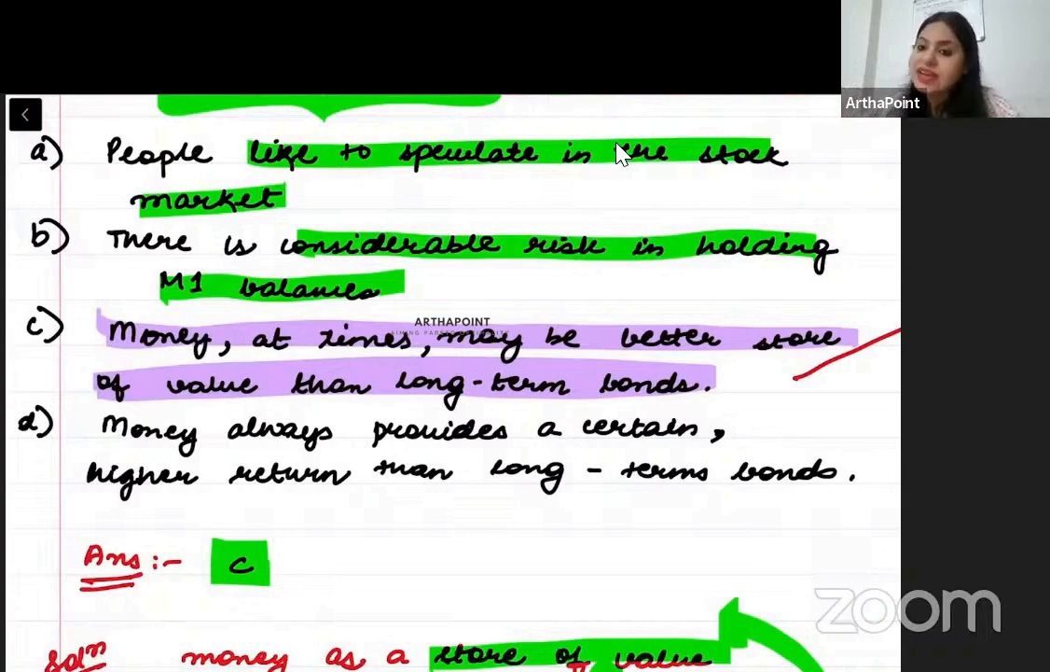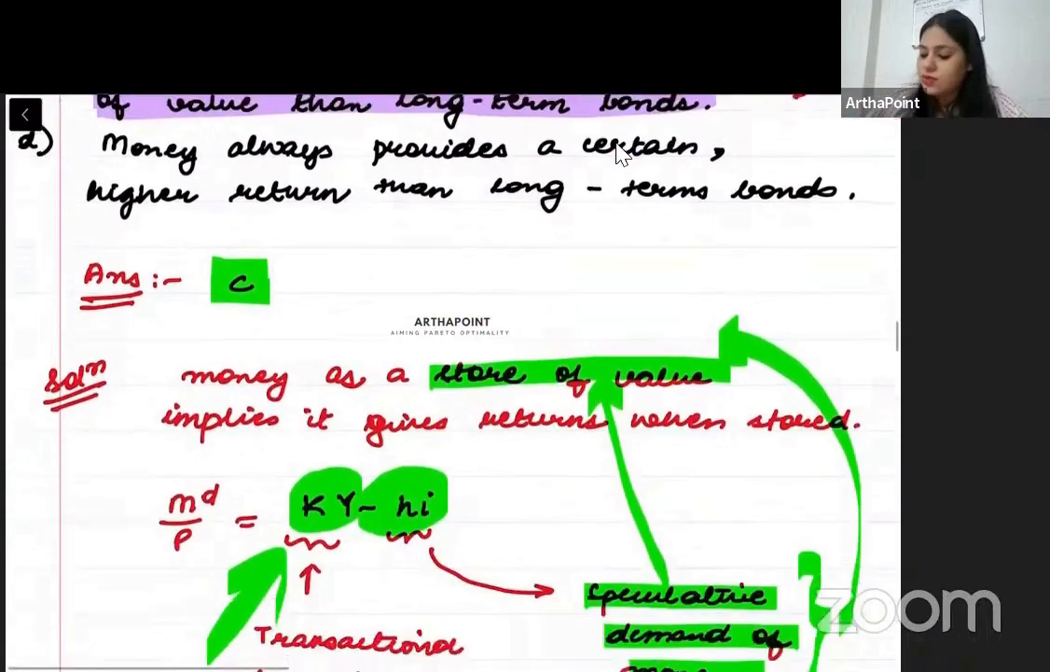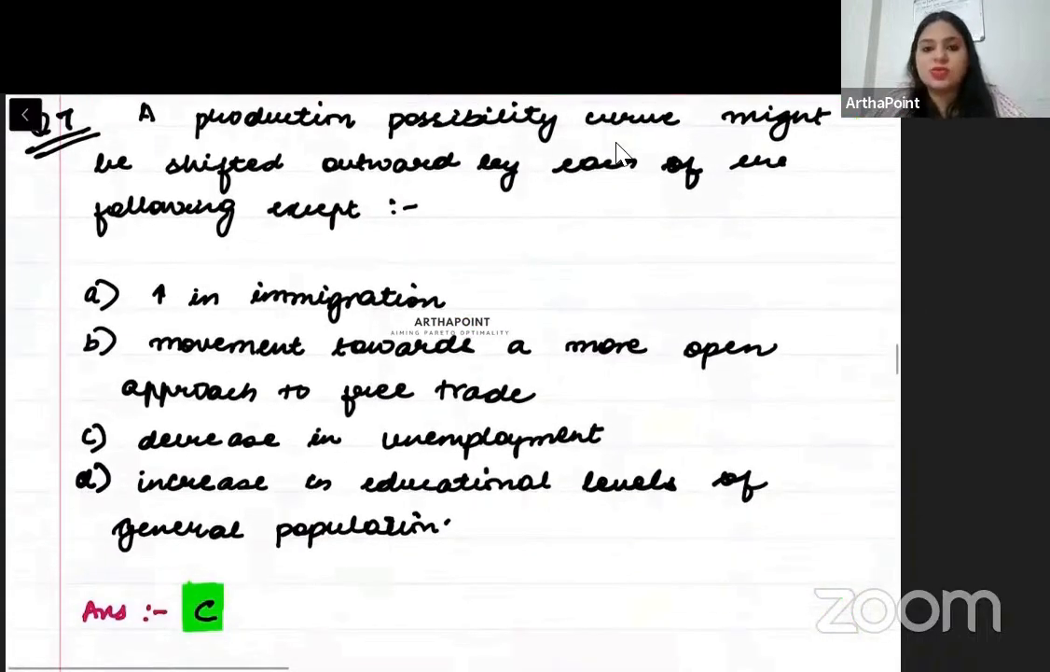So if money gives me a better return than bonds, I would invest my amount in money, and that will be the speculative demand for money, right? So the answer is C. Okay, come to the next question.